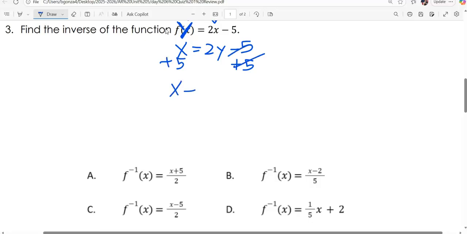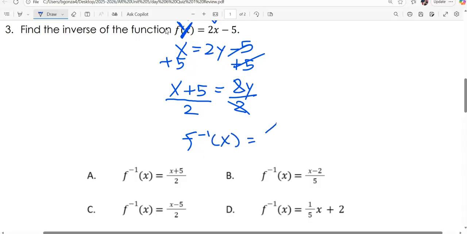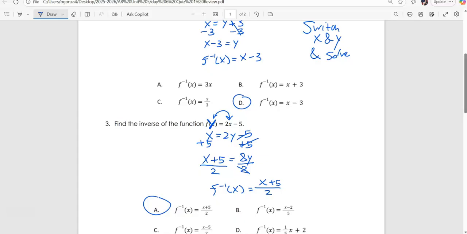X plus 5 is x plus 5. That equals, bring down 2y. And your last step to get rid of this 2, divide by 2. Divide the whole thing by 2. And your final answer is f inverse x, the x plus 5 on top, divided by 2 on the bottom, gives you letter A. Okay, so, switch x and y and solve for this, switch x and y and solve for this. Cool.